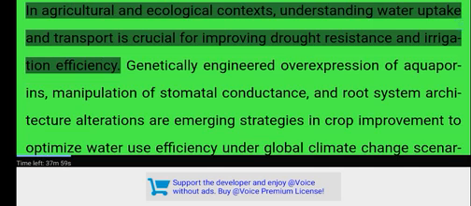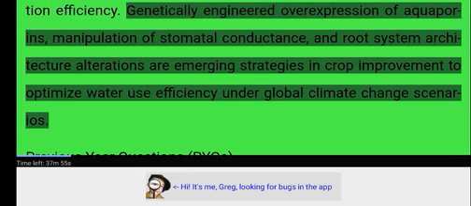In agricultural and ecological contexts, understanding water uptake and transport is crucial for improving drought resistance and irrigation efficiency. Genetically engineered overexpression of aquaporins, manipulation of stomatal conductance, and root system architecture alterations are emerging strategies in crop improvement to optimize water use efficiency under global climate change scenarios.